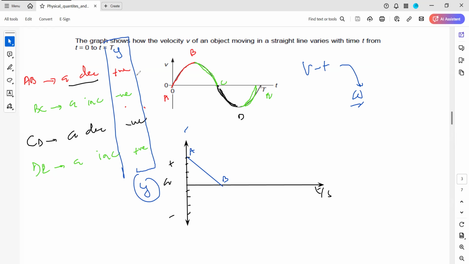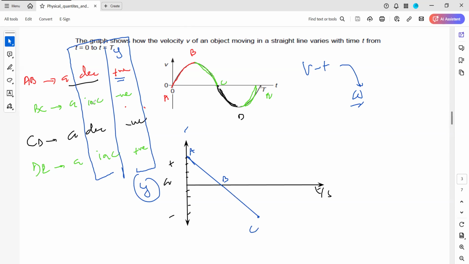So first, what will happen? The value of the y-axis is positive and it is decreasing, so the shape of the graph will be like this. Then from B to C, the value of the y-axis is negative and increasing. So from B to C, it is going negative and increasing. Is it clear?